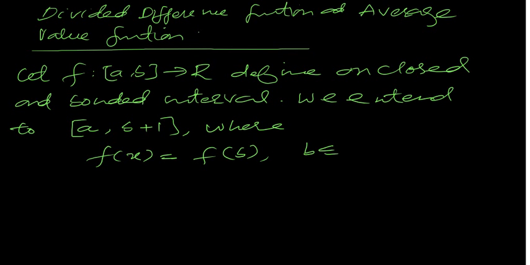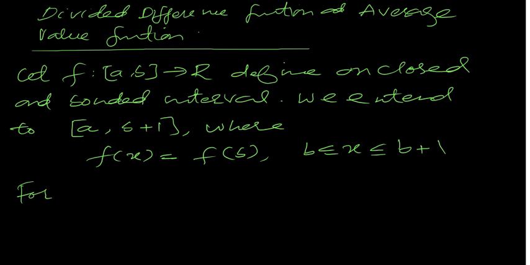For those values of x which are greater than b but less than or equal to b plus 1, its value is equal to f of b. It's constant on the interval b to b plus 1. We extend our function f to the interval [a, b+1] by defining f of x as f of b on [b, b+1]. Now I will explain why we are extending this: we want to define the divided difference function and the average value function. That's why we extend our function to [a, b+1].